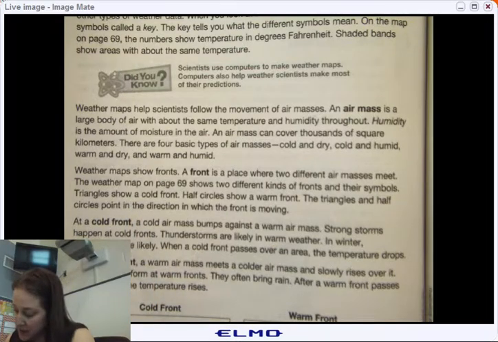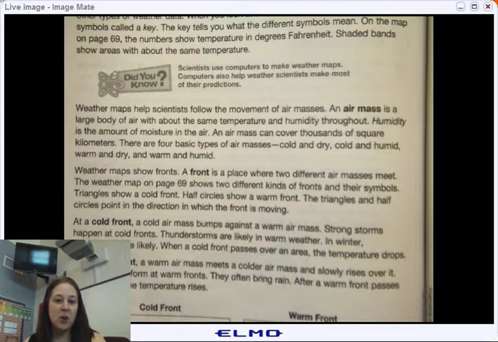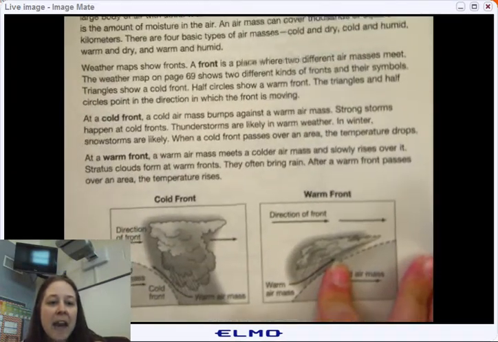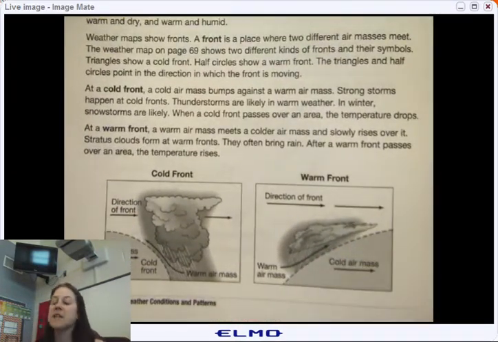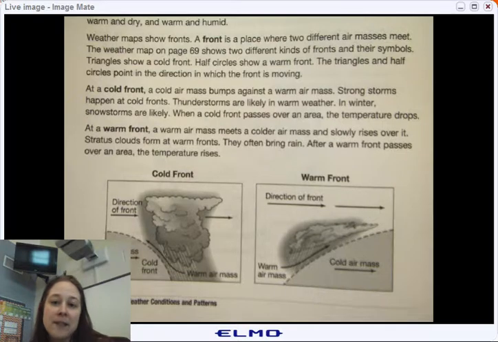A cold front, and half circles show a warm front on a weather map. These symbols point in the direction the front is moving. Cold fronts occur when a cold air mass bumps against a warm air mass. We're going to start our cold air mass right now. At a cold front, a cold air mass bumps against a warm air mass.